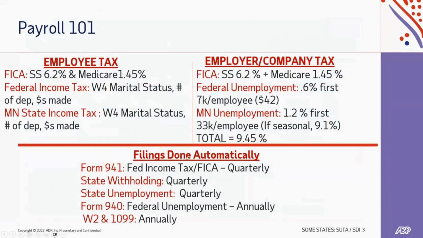So those filings that are done are the 941, which is the federal income tax and FICA, that's quarterly. State withholding is quarterly. State unemployment is quarterly. There's a Form 940, federal unemployment, which is done annually. And then there's obviously W-2s and 1099s, and that's done annually as well. So kind of the biggest thing on this page to understand is that ADP deals with it all for you, but you also need to understand that there's the company 9.45% in tax that they pay on top of what the company pays the employee.